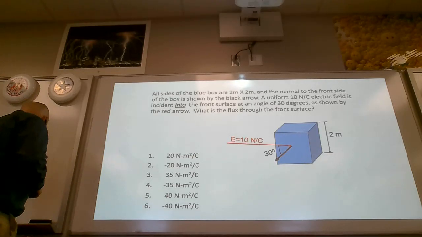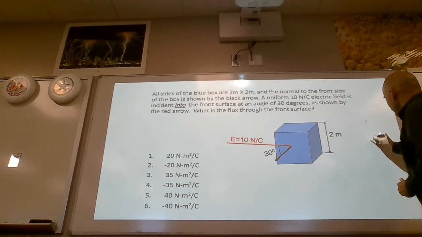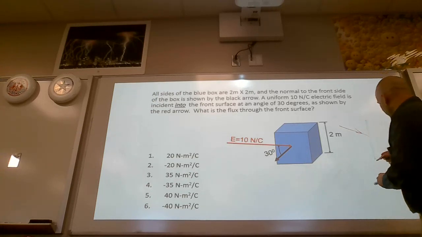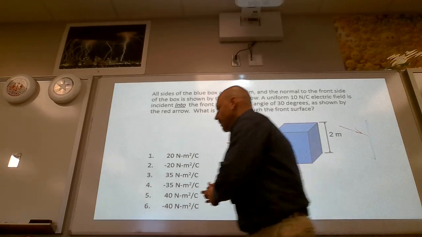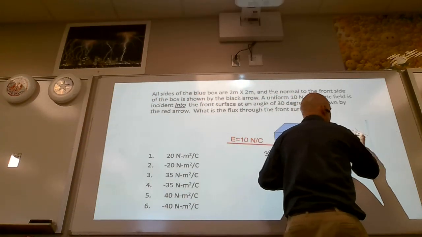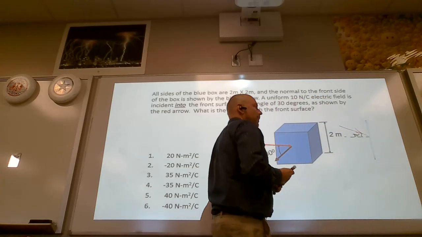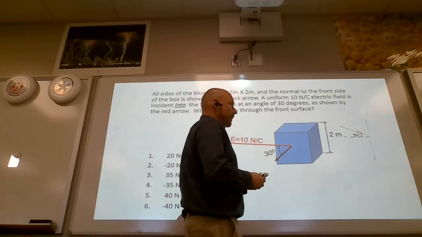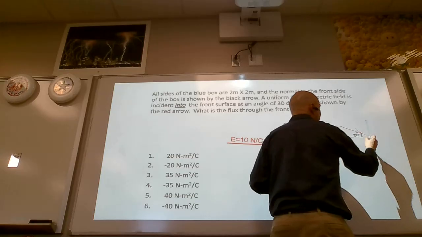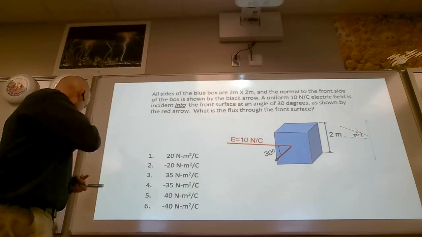You're looking at the component of the electric field. So this is the side view. Looking at the component of the electric field that is perpendicular to the area. So that's 30 degrees. I want to find the cosine of this. I want to find the component that's perpendicular to that. So I'm going to do a cosine of that. And it's negative because it's going in.